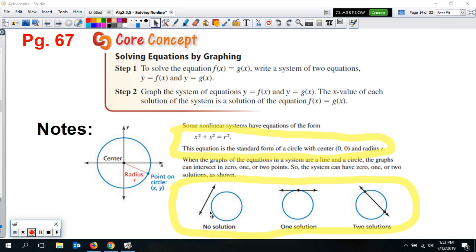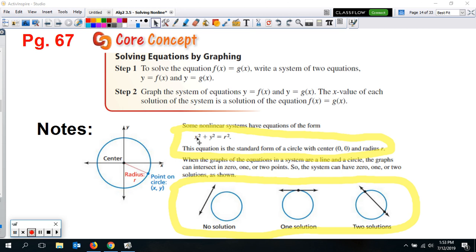If the line is not touching the circle, there's no solution. If the line is touching the circle in just one spot, then there is one solution. And if it's going through one side, out the other side, it's touching in 2 places, so there's 2 solutions. So that's what the graphs could look like if you had a line and a circle graph.